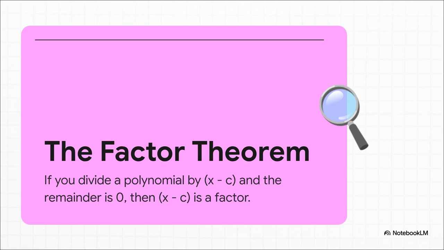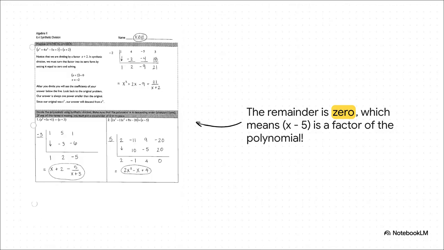It fits perfectly. Let's see this thing in action. Take a look at this example where we're dividing by x minus 5. We run through the whole synthetic division process, and what's that last number in the result? It's a 0. A 0 remainder is the magic signal. It proves without a doubt that x minus 5 is a factor of that original polynomial.